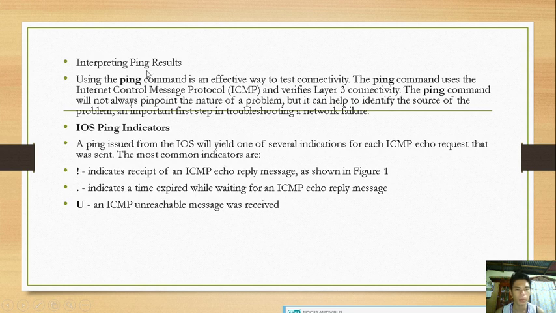Interpreting ping results: the ping command is an effective way to test connectivity. The ping command uses the Internet Control Message Protocol. The ping indicators are: an exclamation mark indicates receipt of an ICMP echo reply message; a period indicates the time expired while waiting for an ICMP echo reply message; and U indicates an ICMP unreachable message was received.